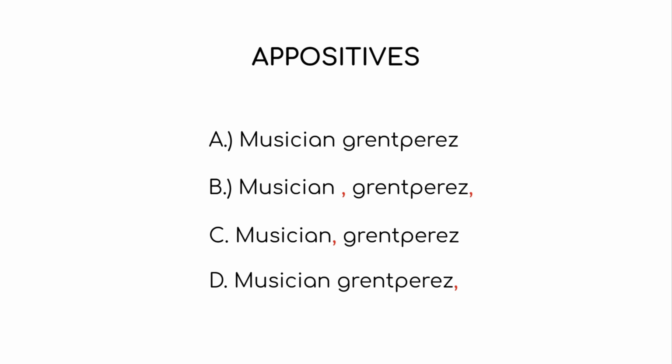So here's another example, but without even being given the sentence, you can get the correct answer by just looking at the answer choices. In all of our answer choices, musician is the title, and Grand Perez is the name. So we have a title plus a name, which means we're going to be using no punctuation. That means the only answer could be A.